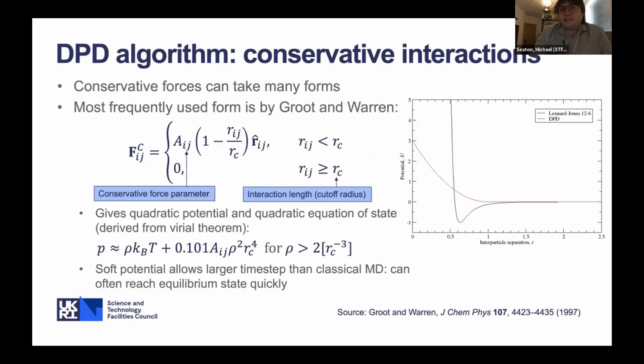The other point is that, as you can see from the potentials here, the potential actually goes to a finite value at 0 separation, and it's also completely repulsive. So it means that because this potential is pretty soft, we can actually use a considerably larger time step than classical molecular dynamics simulations typically can. So it means we can get to an equilibrium state more quickly.